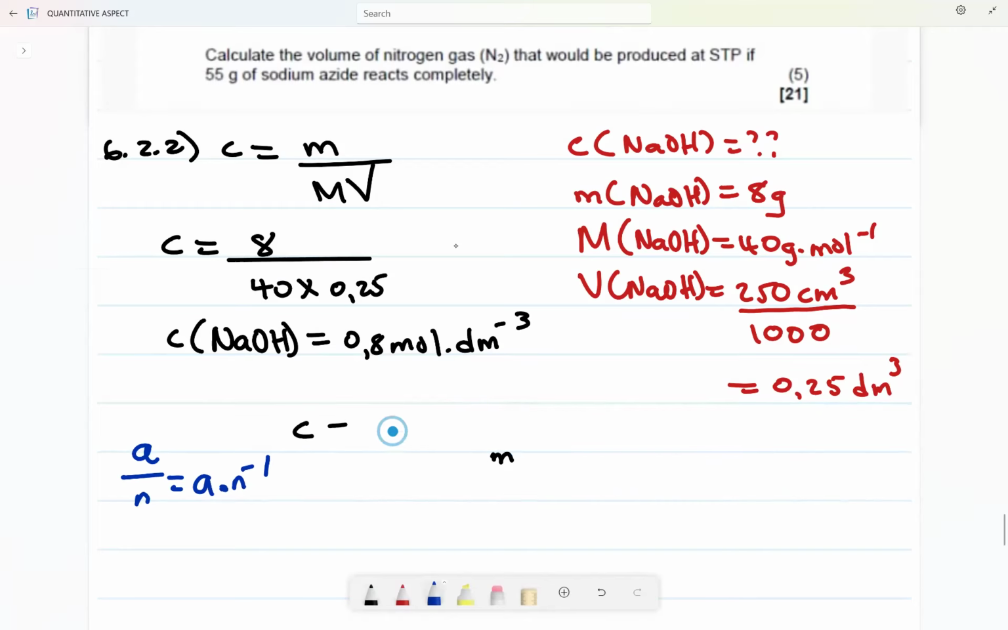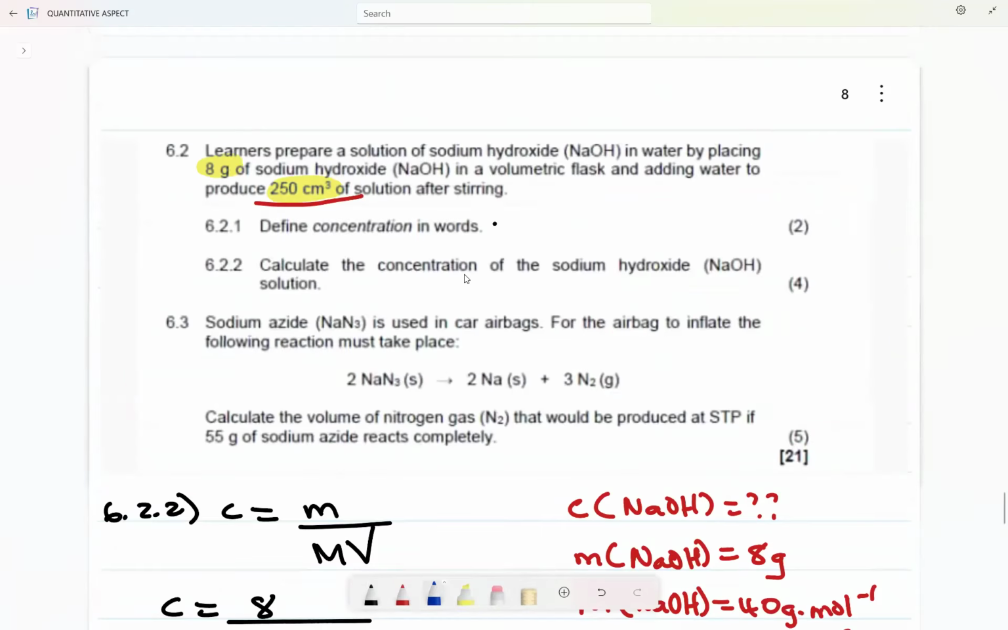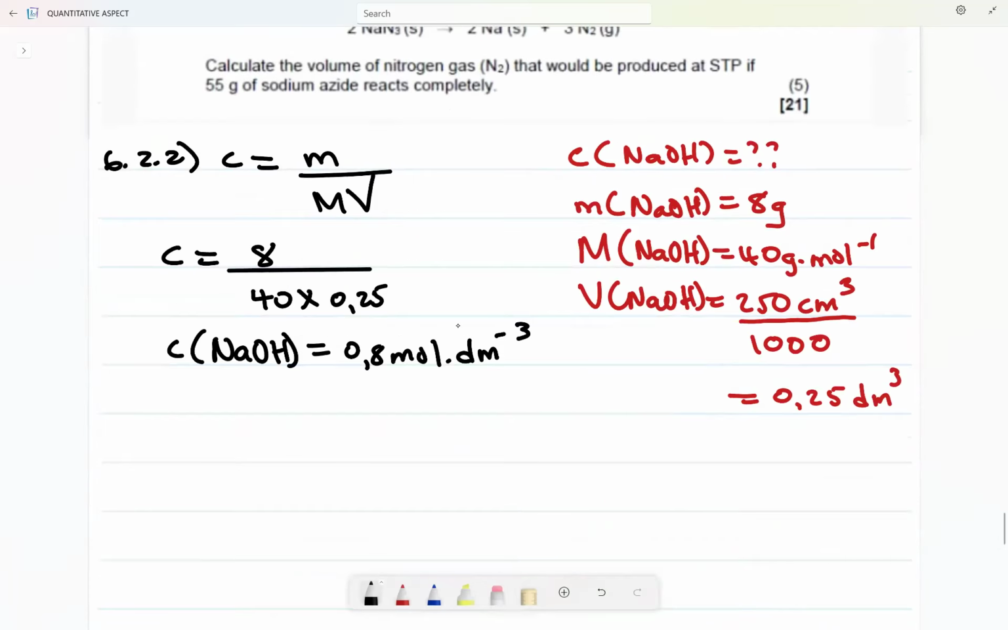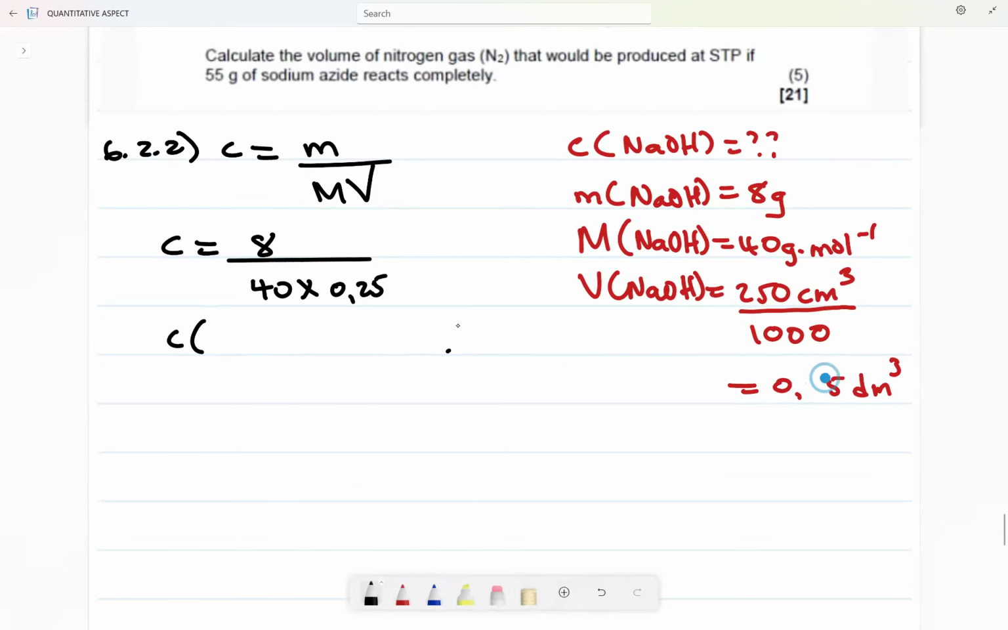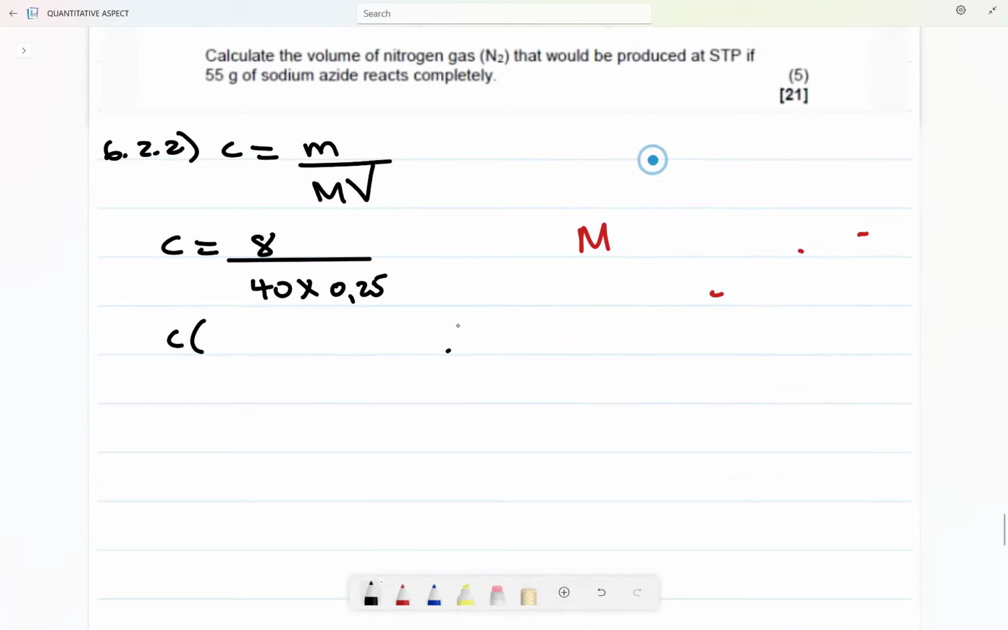So that is that for 6.2.2. I've calculated that as 0.8 mole per decimeter cubed. Now it's 6.3. In 6.3, we are moving away from this information. We are done with that information, so we won't use any of it anymore because it is a new question now. Let me create a space and then try to calculate that for us.